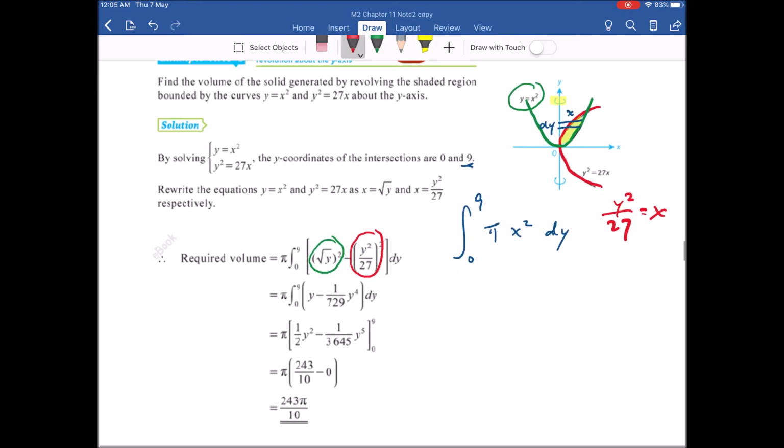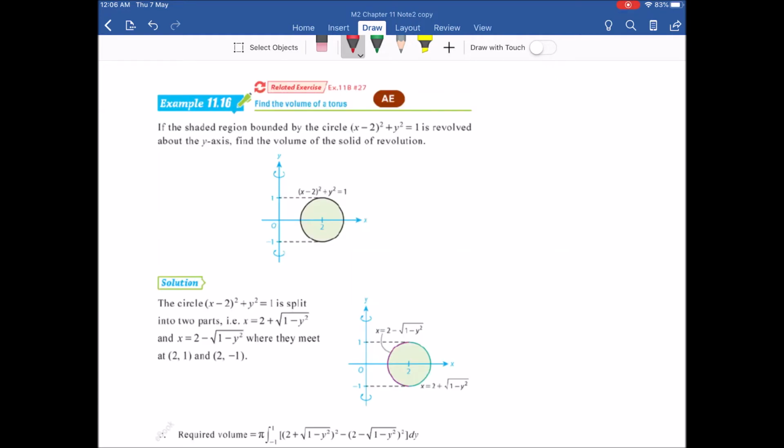And then after some simple calculation, you find out that the answer is this one. Very simple. Don't worry, you may make many mistakes, but it's not difficult. Do it carefully. We'll look at this example. It's a little bit difficult.